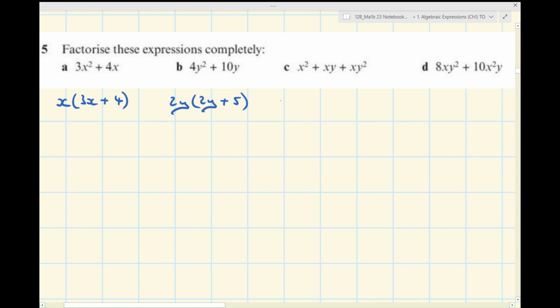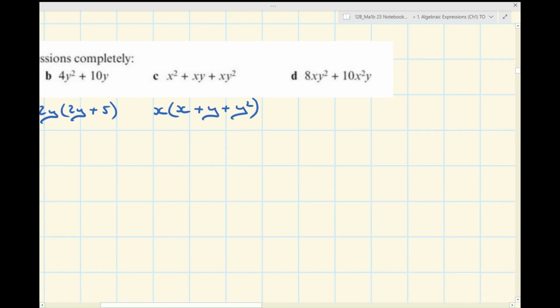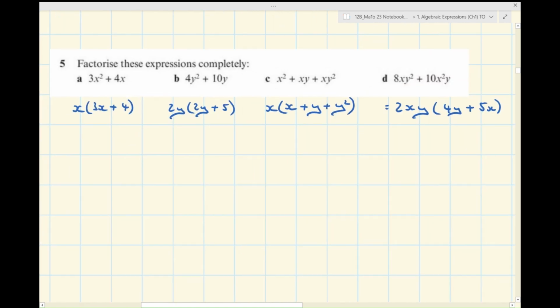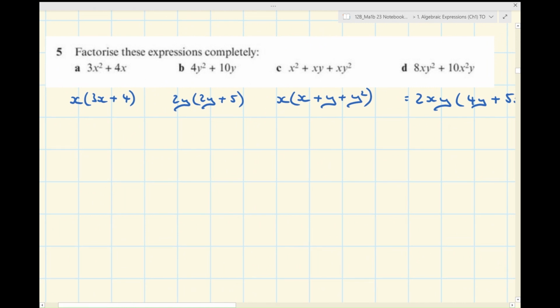In C, can you take out a common factor? Yes, you can. You can take out an x. Leaves me with x times x plus y squared. And in D, can I take out a common factor here? Yes, I can. I can take out a 2, an x, and a y. Leaves me with 4y plus 5x. And that is question 5.